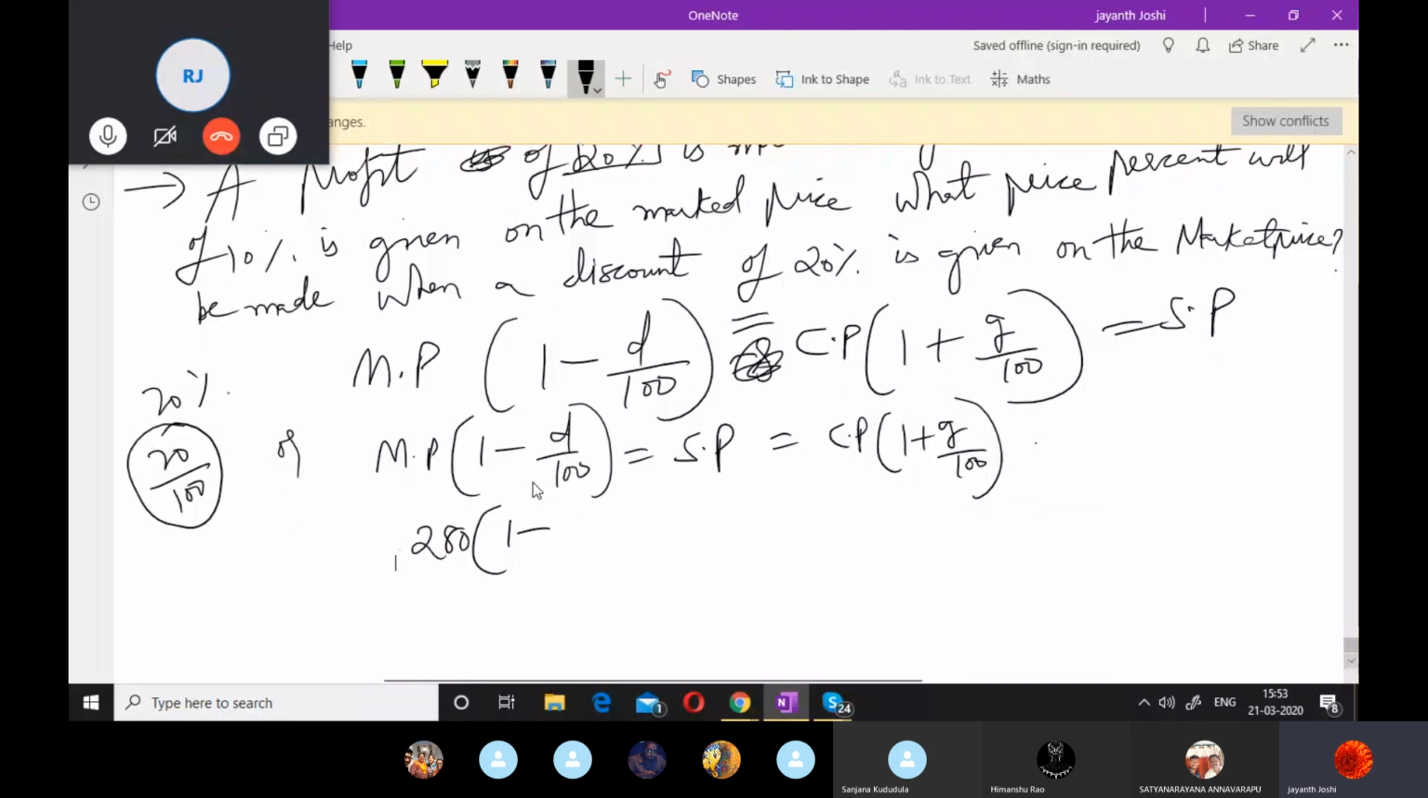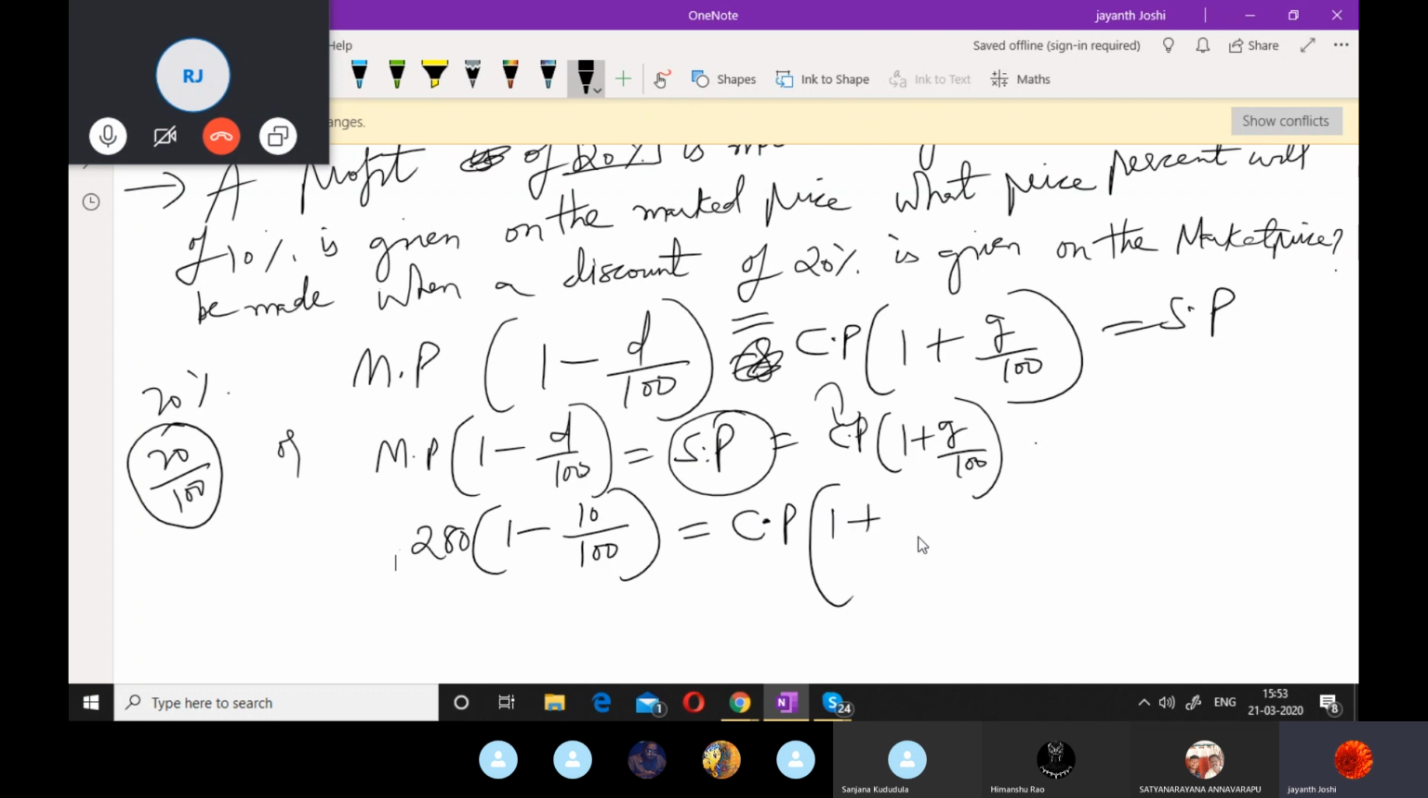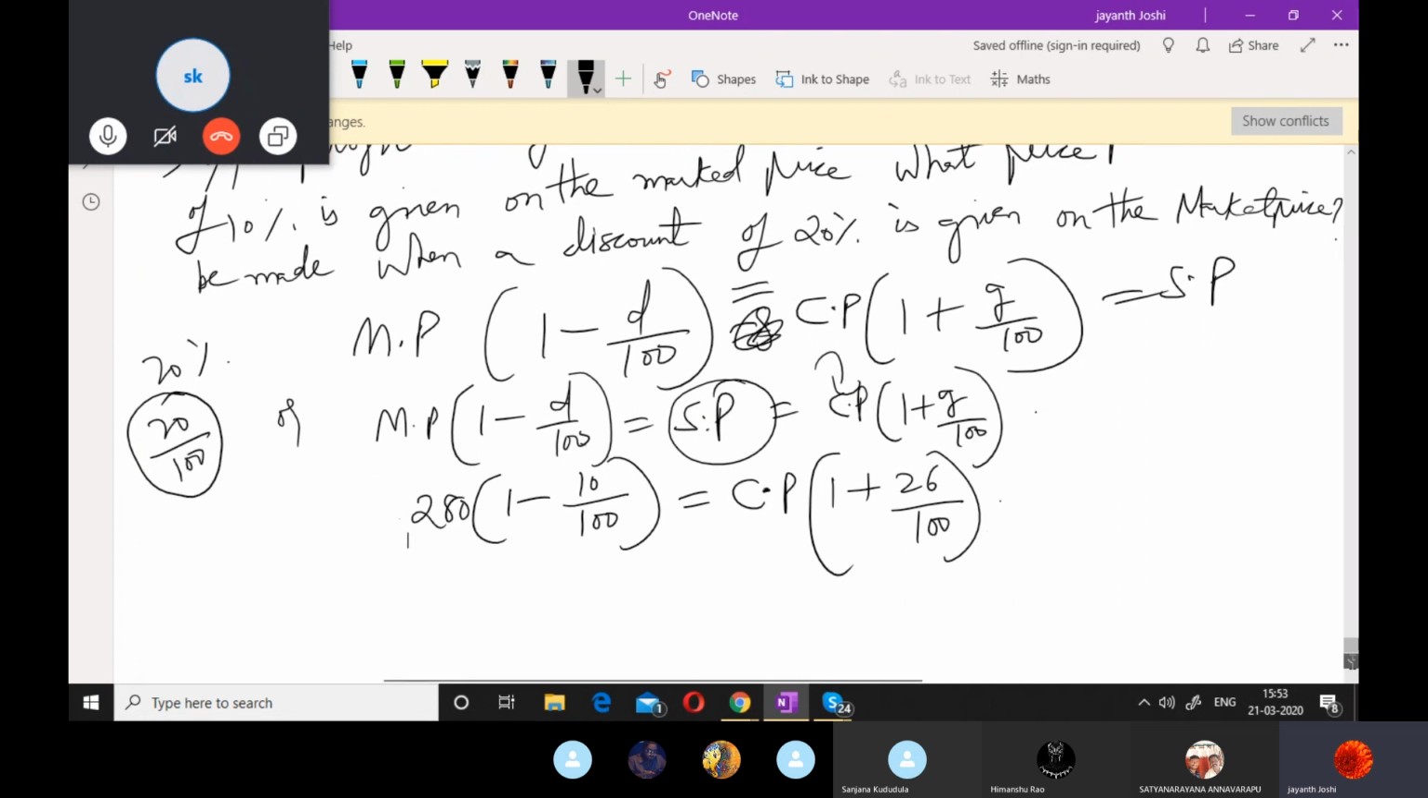So let us write 10 by 100. That means 10% is 10 by 100. Percentage is nothing but by 100 always. What they're asking us is the cost price. So we don't want to take this complete equation. We'll take the equation according to our need. Cost price is what they're asking us, because all the equations are the same. Cost price into 1 plus, what is the gain given? 26 by 100.